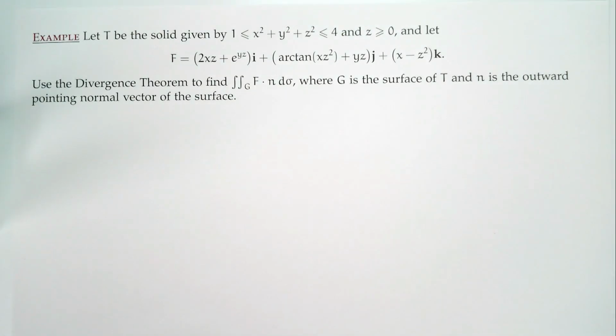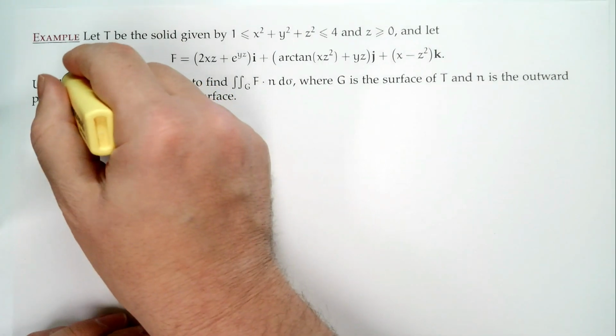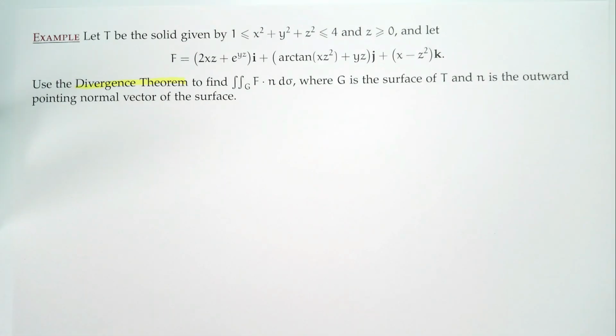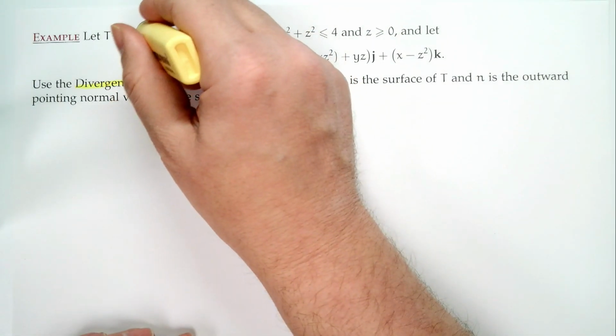Now, you might say, what's the clue? Well, there's a big clue right here: divergence theorem. That's a really big clue. That's really hard to miss that one. If you did miss it, there are some other things.